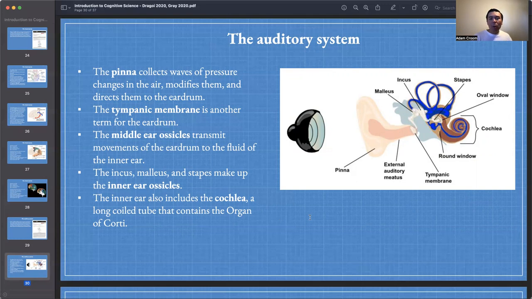And the inner ear also includes, importantly, the cochlea, a long coiled tube that contains the organ of Corti. You can think about how these serve as nice amplification and transmission devices from external stimuli into the inner ear. And then once it gets to the inner ear, there's still some work to be done, and we'll see that in the next slide.